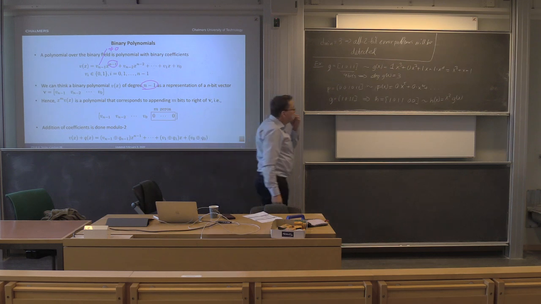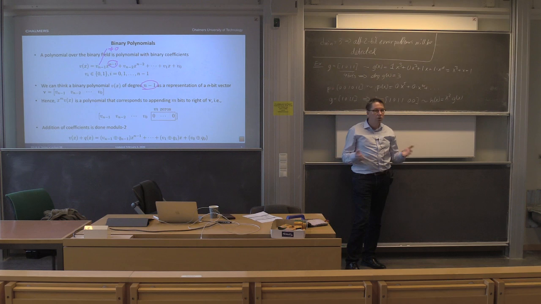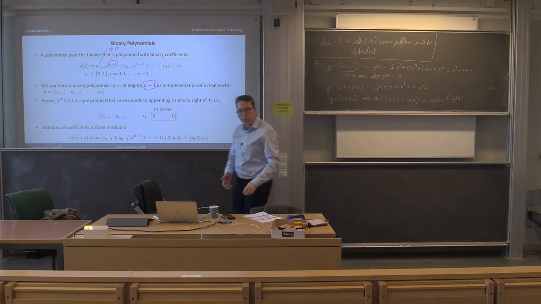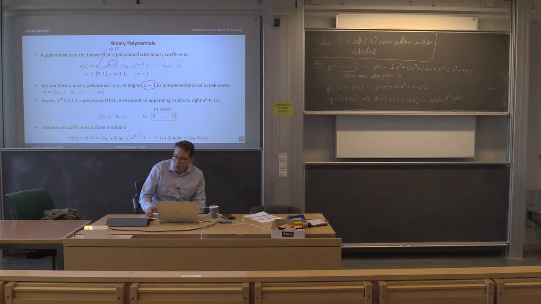Now, sometimes I get the question, so what is x here? And x is just a placeholder. We don't put in x equals 2 or something into this. It has no meaning for us in this sense. So think of x as just a way of keeping track of where the bits should be in the bit pattern. So x itself has no particular meaning here. All right. So then we know that if we take x to the power of m times v, we get a polynomial corresponding to appending m bits to the right.